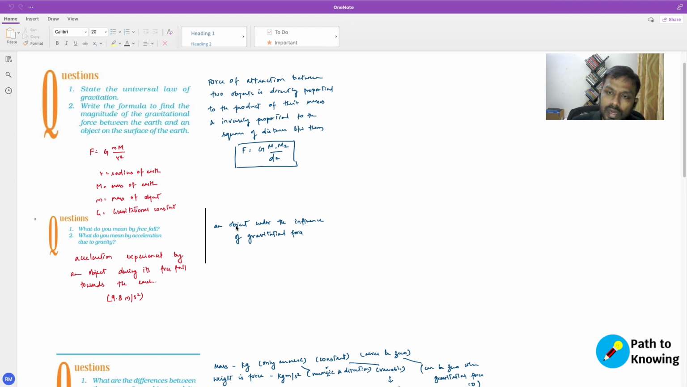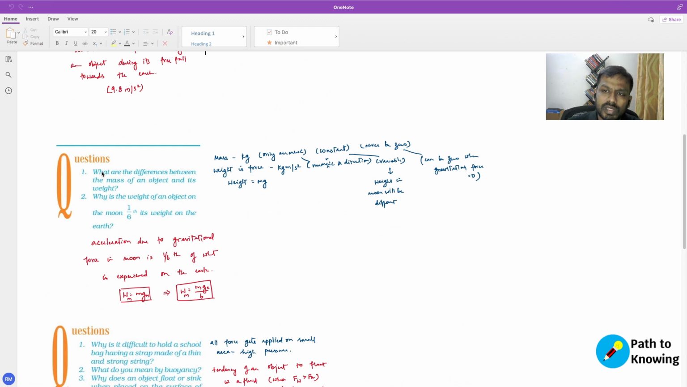What do you mean by acceleration due to gravity? The acceleration experienced by an object during its free fall towards the Earth is what we call acceleration due to gravity. It is the acceleration experienced by an object due to the Earth's gravitational force, and we have already derived it to be 9.8 meters per second squared.